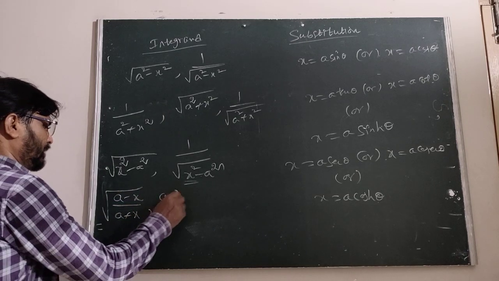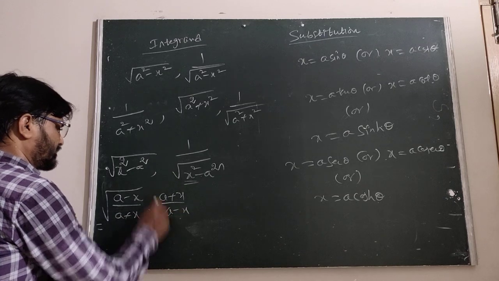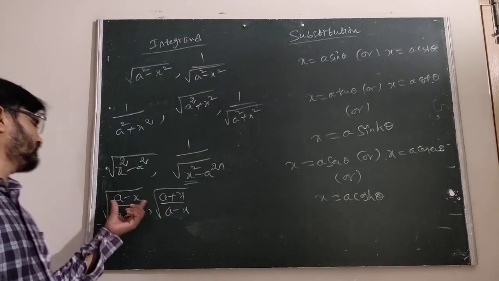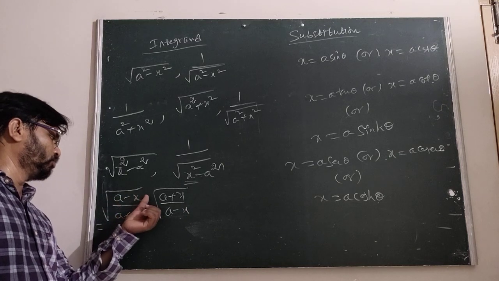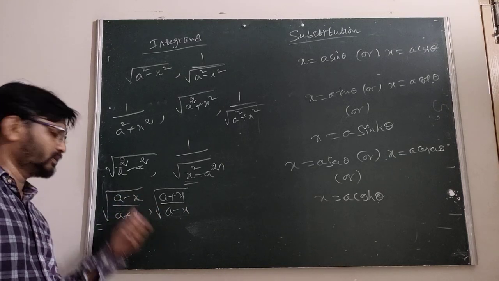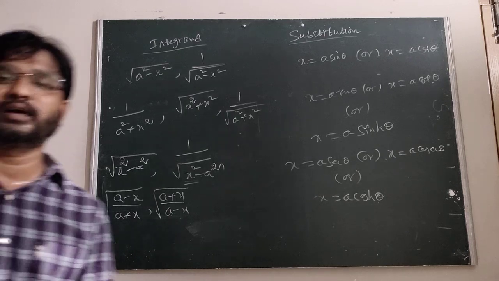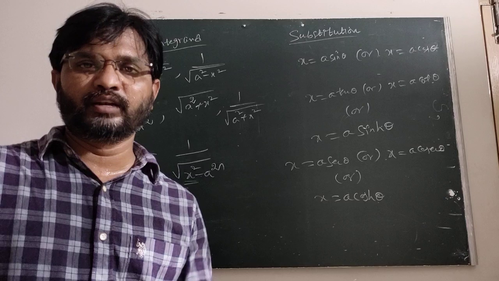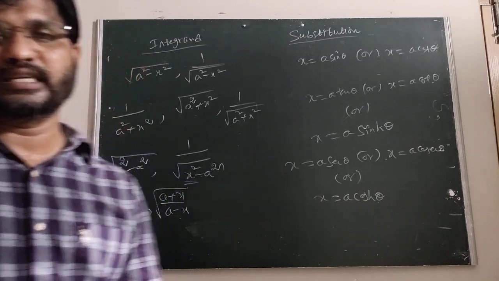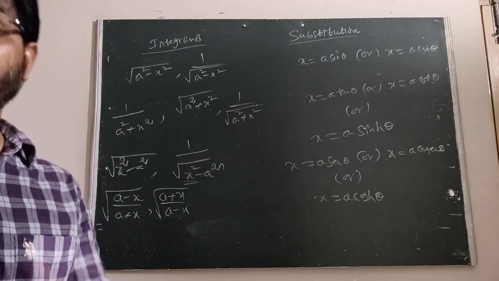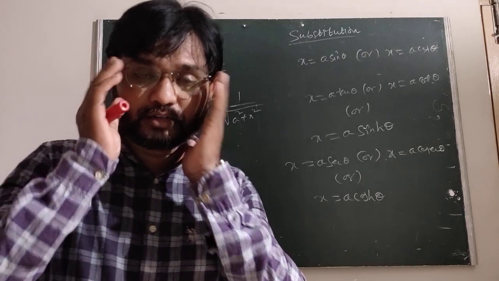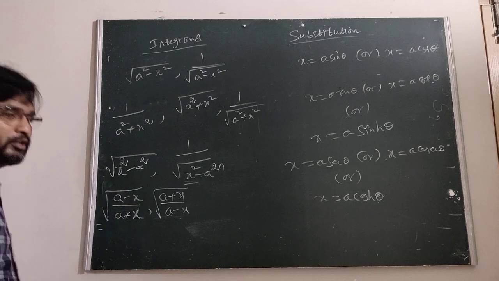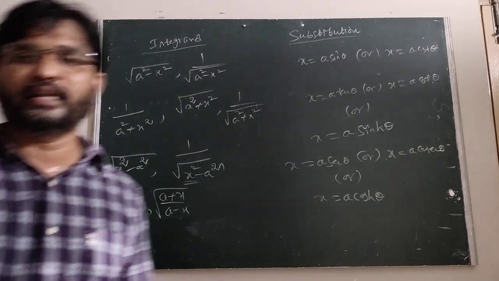Or a plus x by a minus x. How to evaluate these types of integrals? We are using the rationalizing method: root of a minus x by root of a minus x. Then it goes to the types of integrations. There are 10 types, which will come in the next exercises. Those are very important from the board and mains point of view also. This is another method, one of the substitution methods, and that method will come in the next exercises.